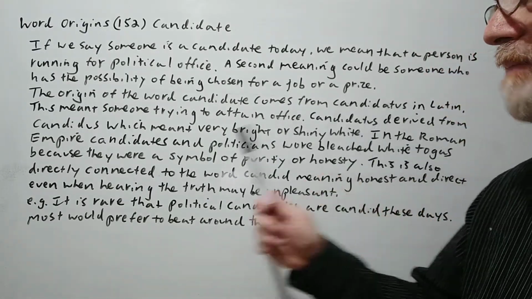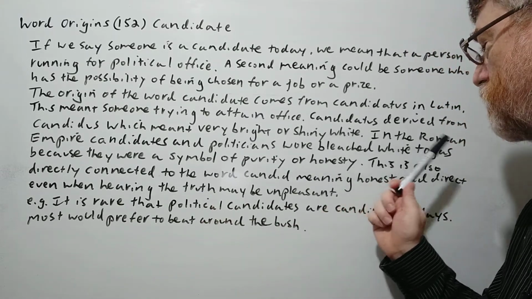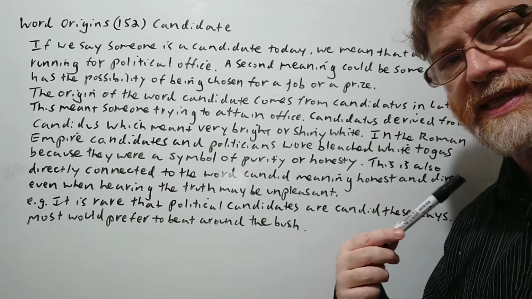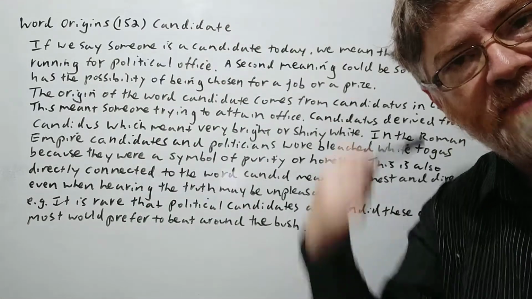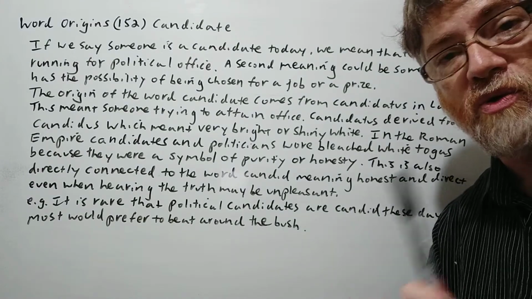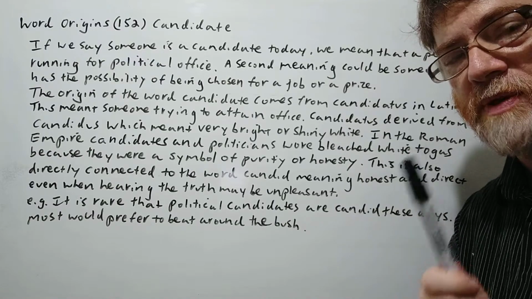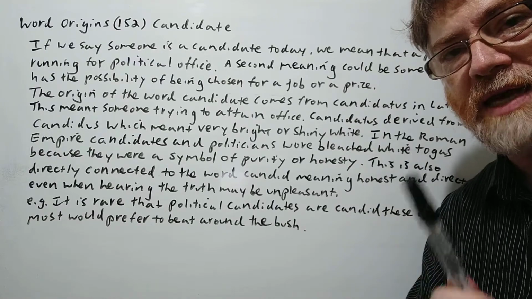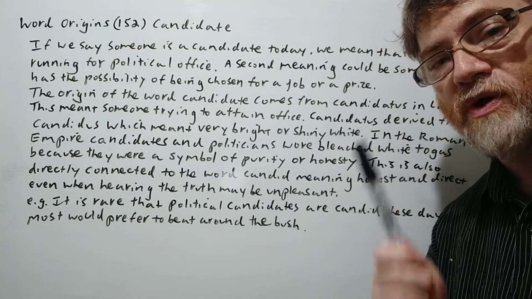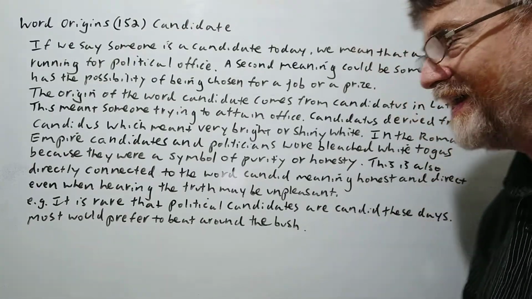In the Roman Empire, candidates and politicians wore bleached white togas. But remember, that's a kind of dress that they just wrapped around them that was white. That was actually called a toga. So anytime you see any politicians from the Roman Empire or very important people from the Roman Empire, that type of cloth that they wore was called a toga. And they wore the bright white ones because that was supposed to symbolize honesty.